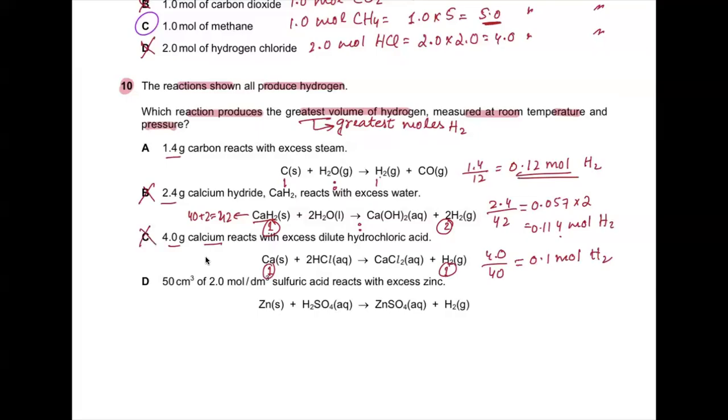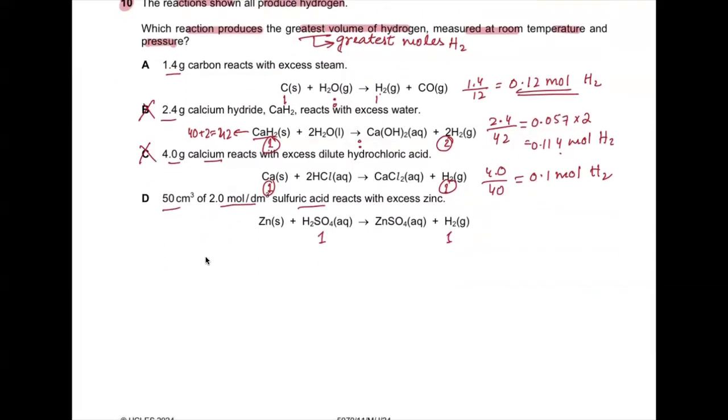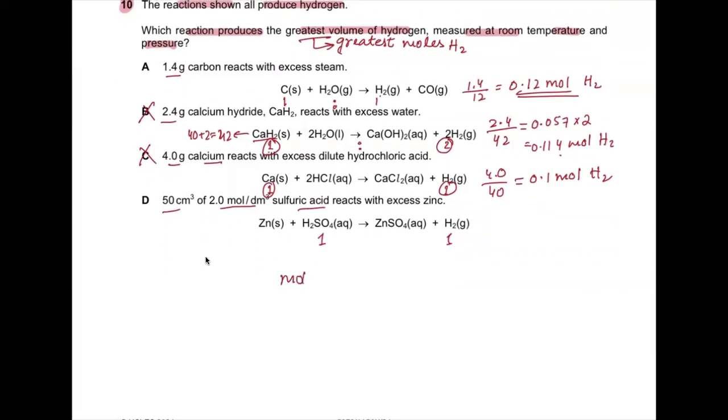So C goes wrong. 50 centimeter cube of 0.2 mole of sulfuric acid. Okay. So the ratio of mole of sulfuric acid and hydrogen is going to be 1:1. So if we go for the moles of sulfuric acid, it is going to be 0.2 multiplied by 0.05, so 0.01... Okay, 0.1. Yes, sir. So again, the number of moles of hydrogen is lesser than 0.12. So D goes wrong. It means A is the correct answer. I hope till here it's clear to all of you.